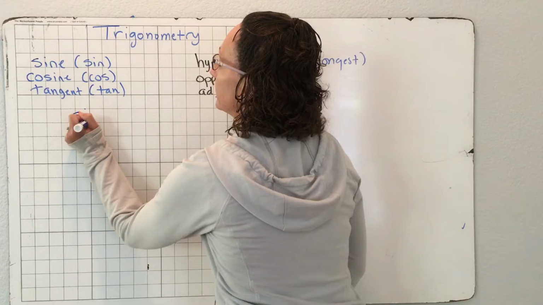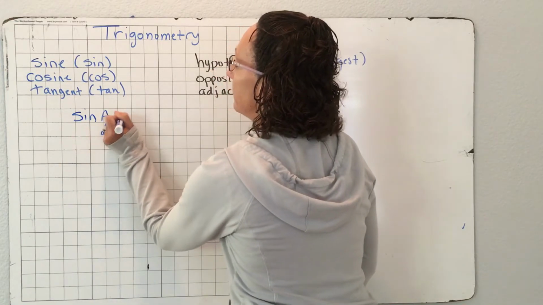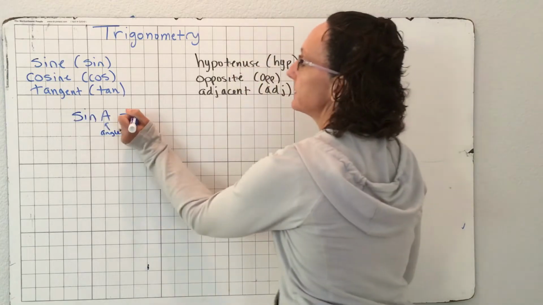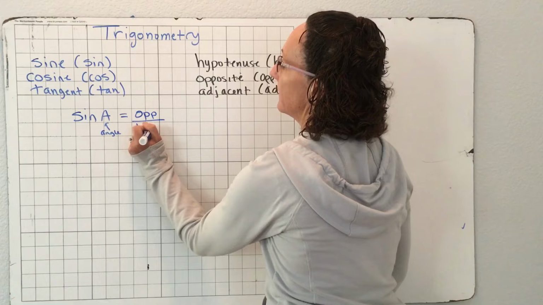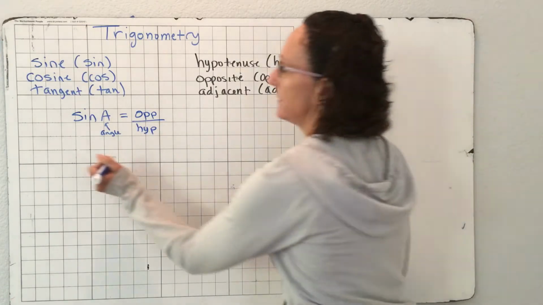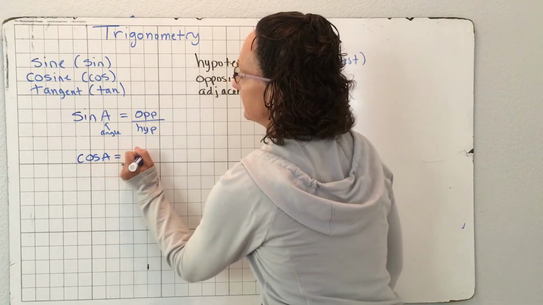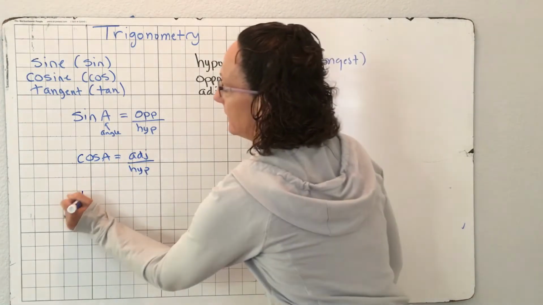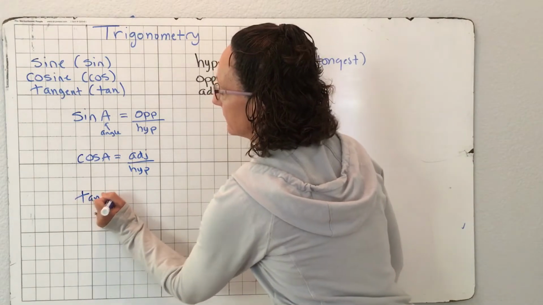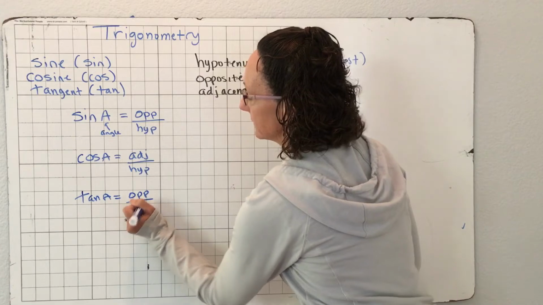If you have an angle, the sine of an angle is always the opposite side divided by the hypotenuse. The cosine of an angle is always the adjacent side divided by the hypotenuse. And the tangent of an angle is always the opposite side divided by the adjacent.